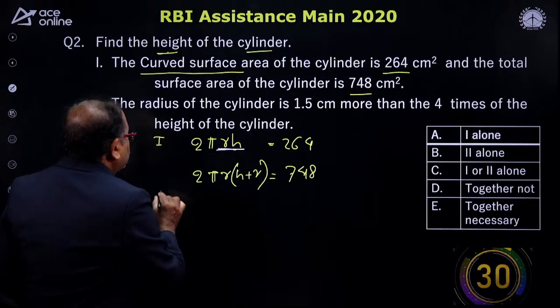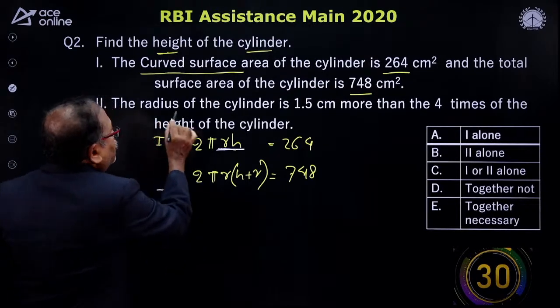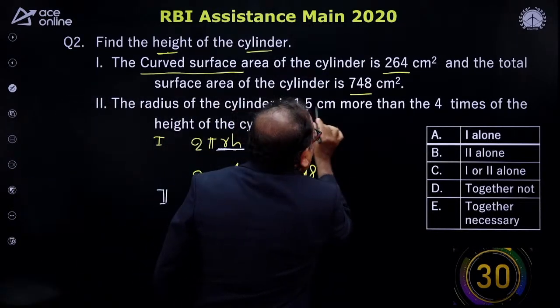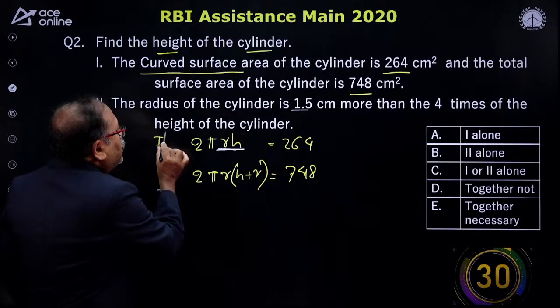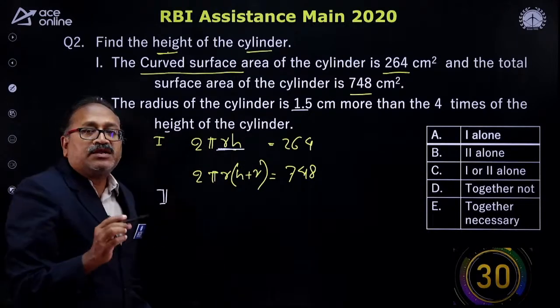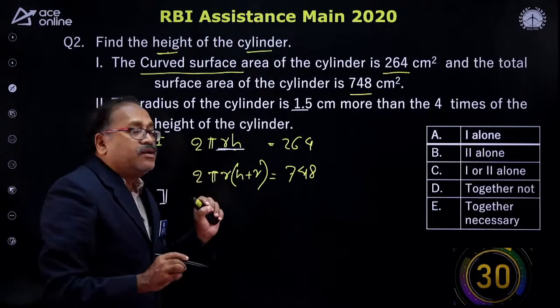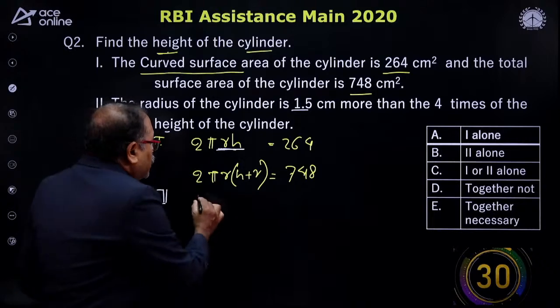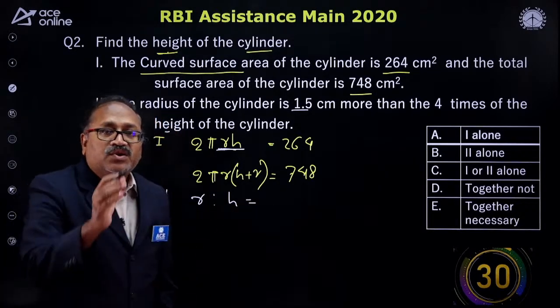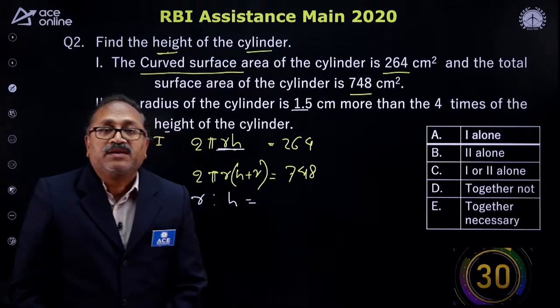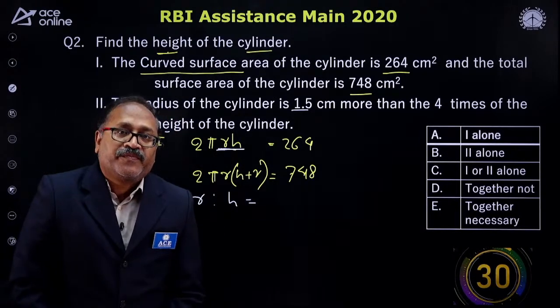Now, coming to the second one, the radius of the circle is 1.5 more than 4 times the height of the cylinder. So it is only giving the ratio between the radius and height. The r to h relation is there. Nothing else is known to us. So I am waiting for your answer. Your 30 seconds starts now.